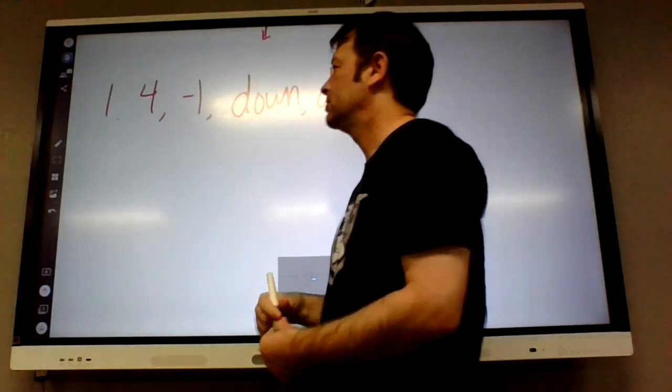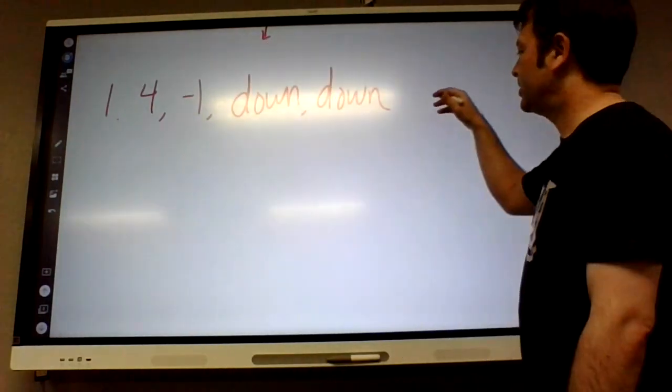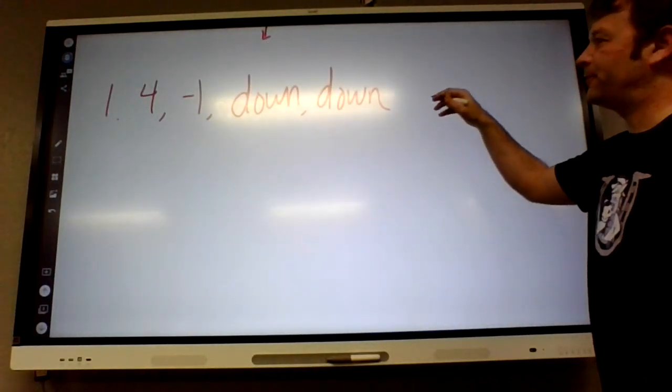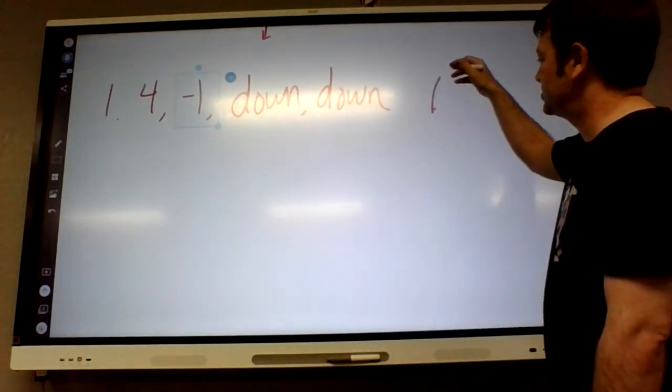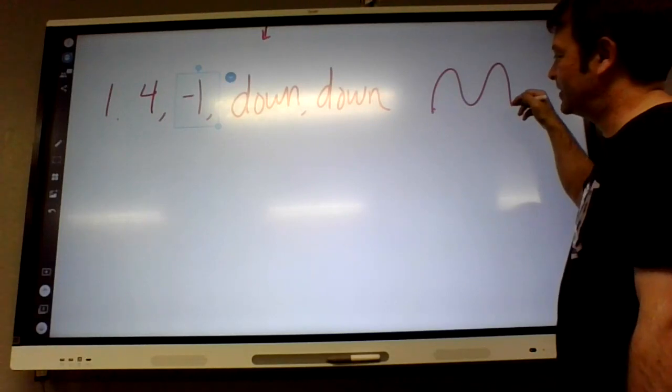Down, is that right? Wait, what? Okay, the function x to the fourth, but it's a negative x to the fourth, should look like this, right? Negative x to the fourth.